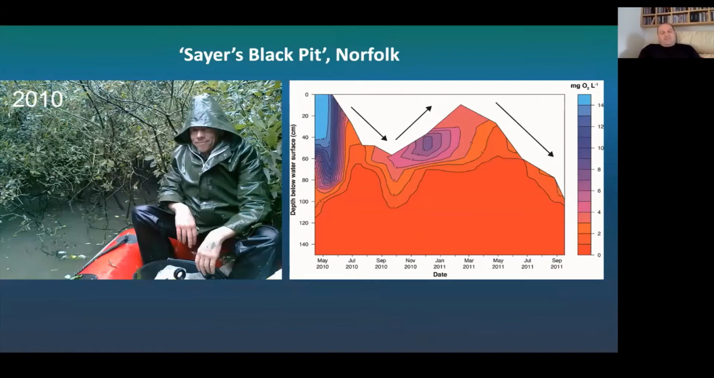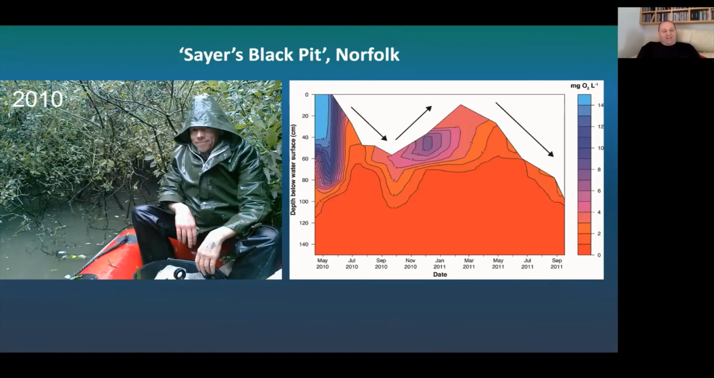So here's an interesting little bit of research. This is from the work of Professor Carl Sayer at University College London and his research group. This is showing the value of what happens for biodiversity when you improve the oxygenation of some of these ponds. So here's an example. This is what was nicknamed Sayer's Black Pit. These are all ponds in Norfolk.